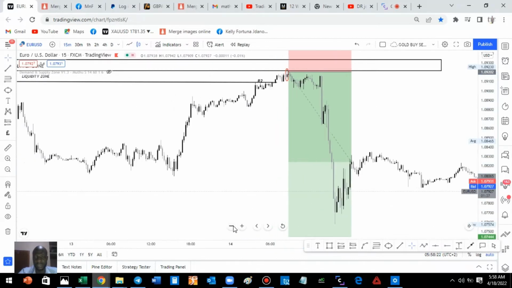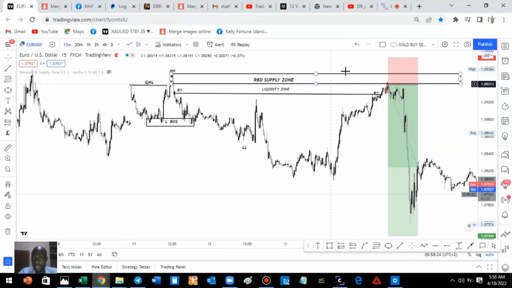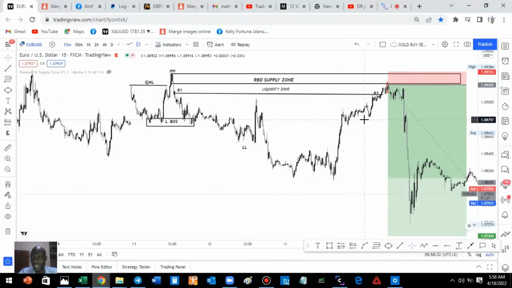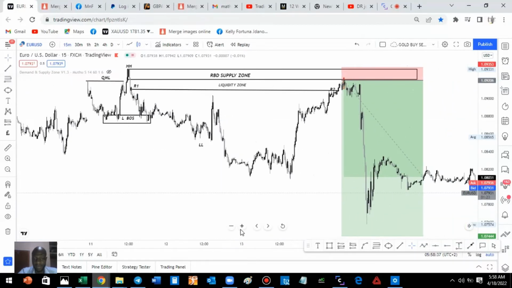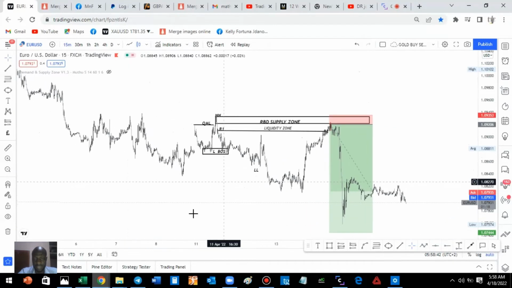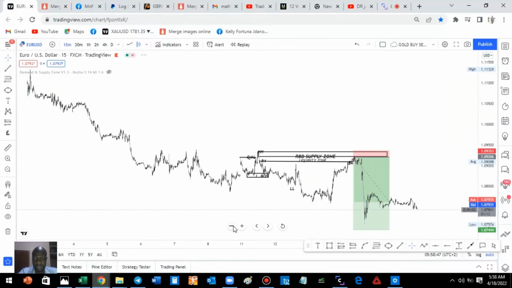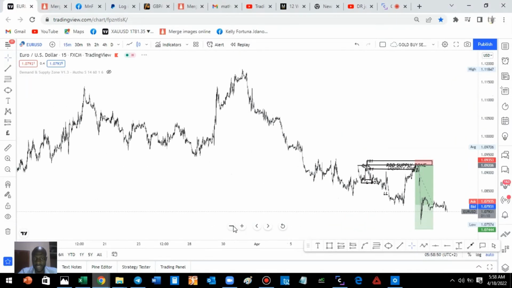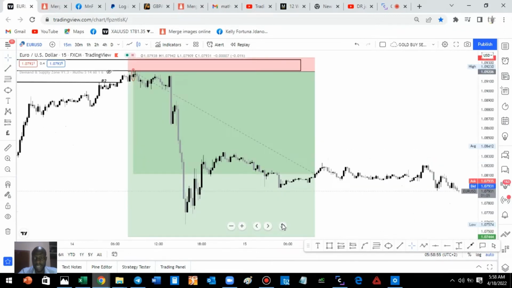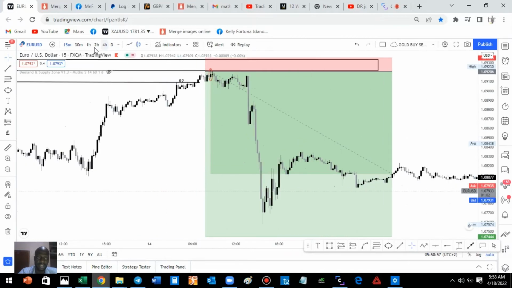Our target was going to be, let's zoom out, the next fresh demand zone. My stop loss is going to be above that higher high right there, a few pips above the higher high. And my target is going to be on the next fresh demand zone. So you look to the left until you find a reference point of where you would like to take profit.